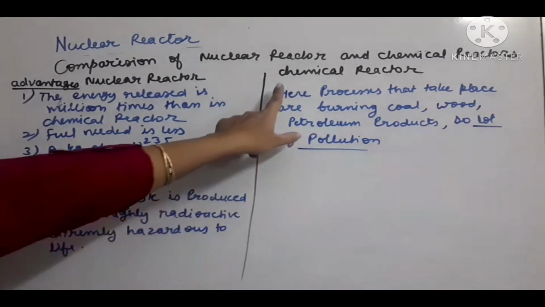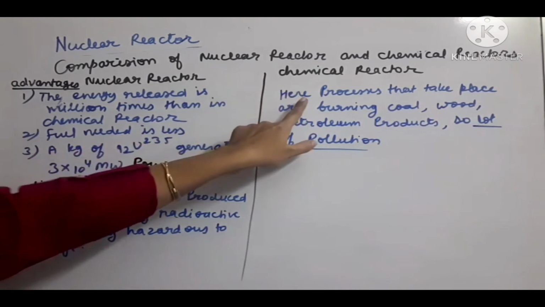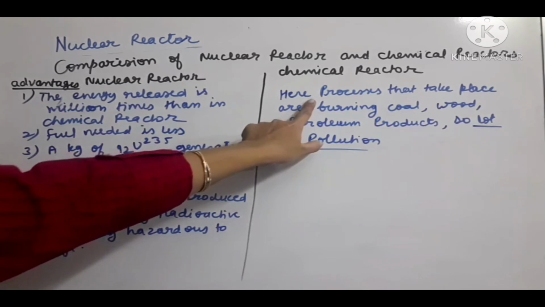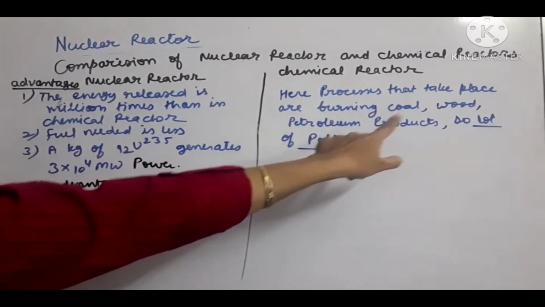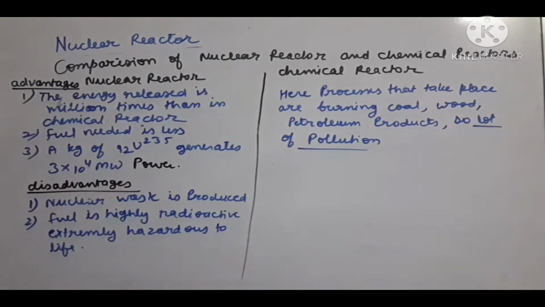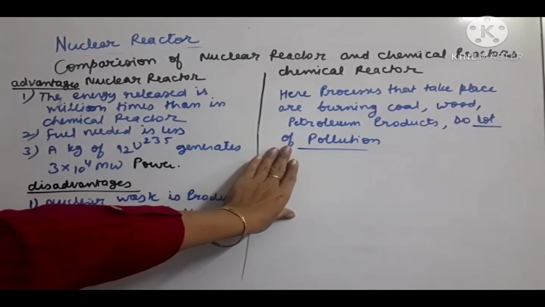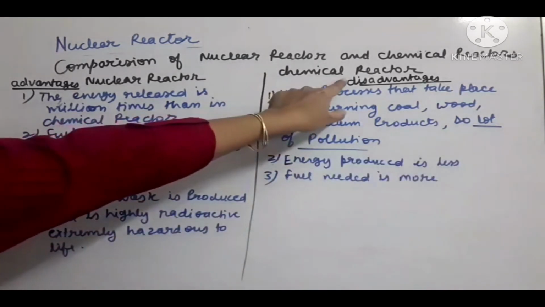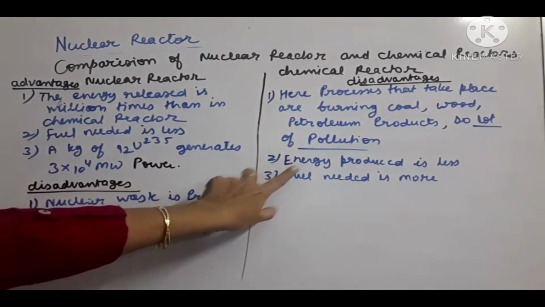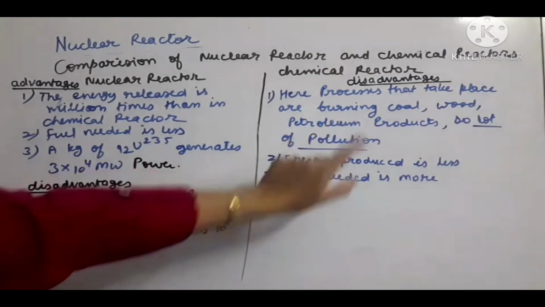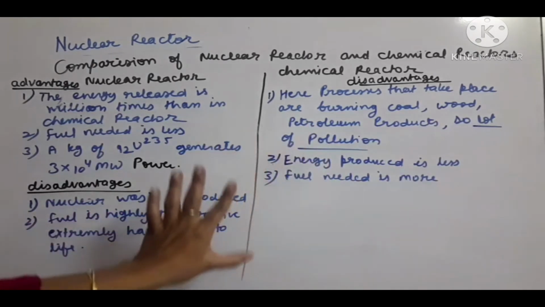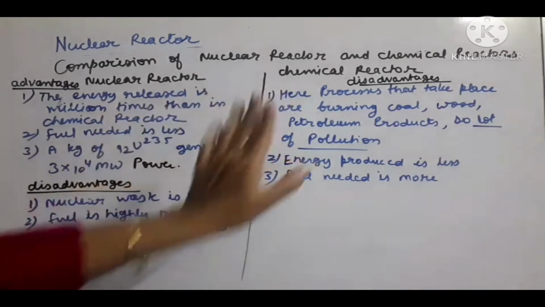And now let us come to the chemical reactor. Now in the chemical reactor, the processes which are taking place for making energy, that are burning coal, wood, petroleum products, etc. So a lot of pollution takes place. And obviously the energy produced is also small in comparison to this case. Disadvantages other than pollution, we can add that energy produced is also less here and fuel needed is also more. Okay, so these are the points which we can remember for the nuclear reactor and for the chemical reactor.